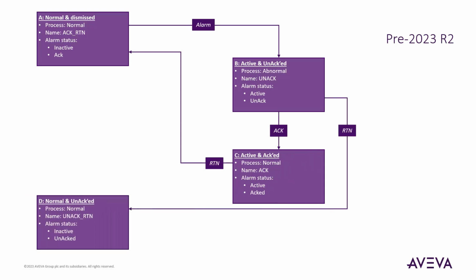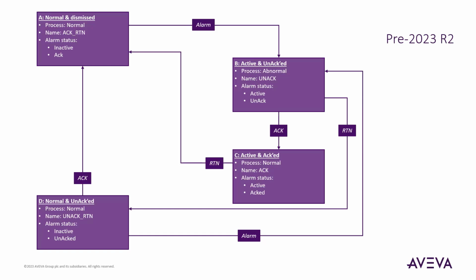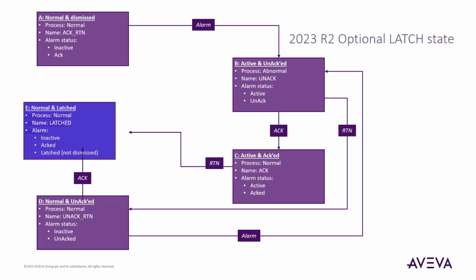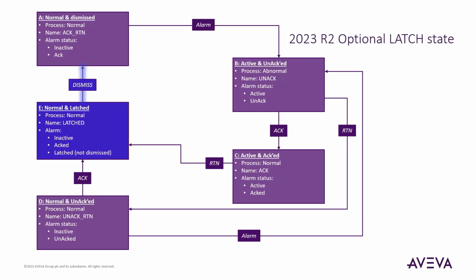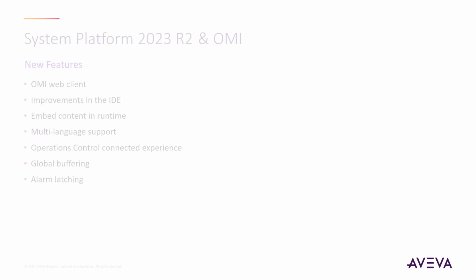The alternative to that is it can return to normal, RTN first, and then of course it just waits for the acknowledgement before it goes back to the normal state. Now in 2023 R2 we've added an optional new latch that allows you to go into a latched state, and it requires a dismiss to actually remove the alarm from the screen.